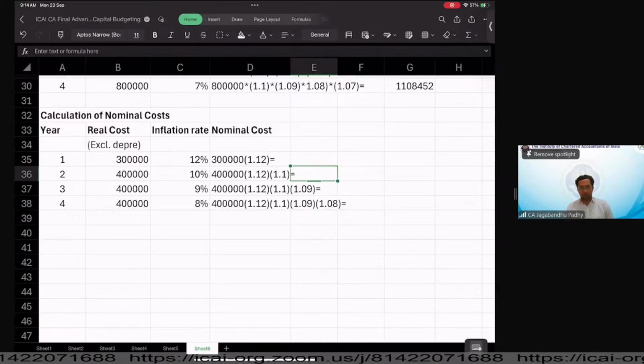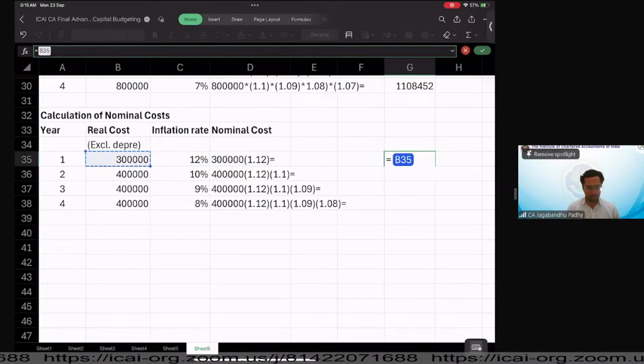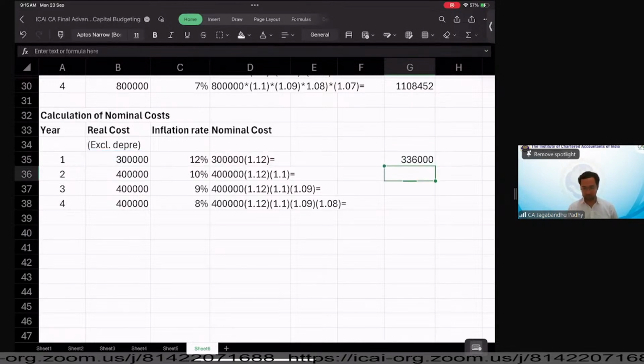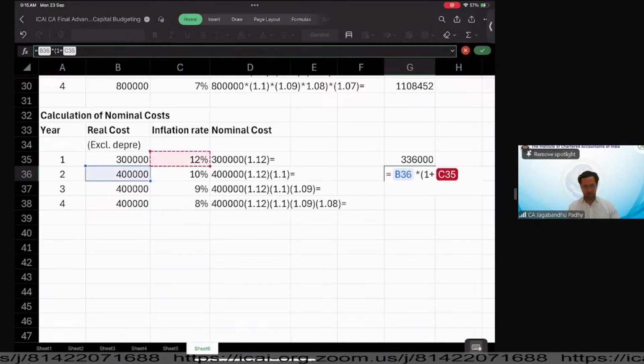Okay, chalo, fatafat, give me the numbers. Give me the nominal cost, guys, quick. First, it will be 3 lakh into 1.12. Please calculate the numbers quickly, guys. Next is 4 lakh multiplied by 1.12, multiplied by 1 plus this 10%.